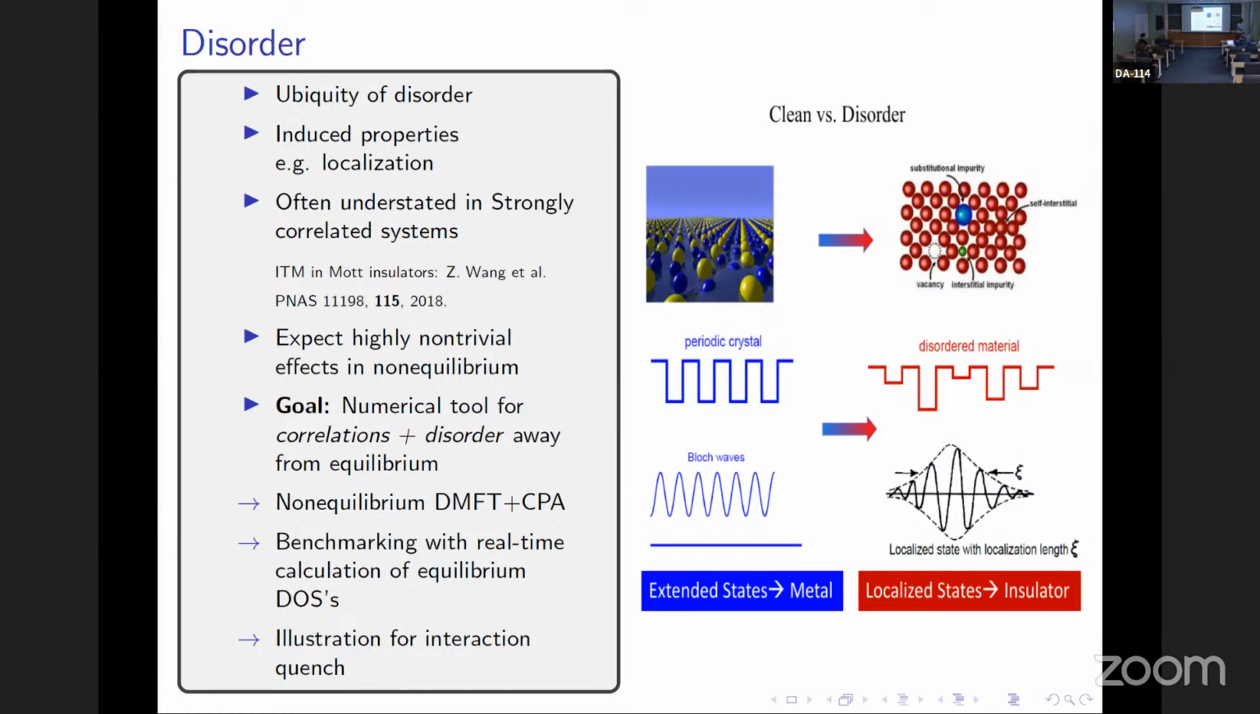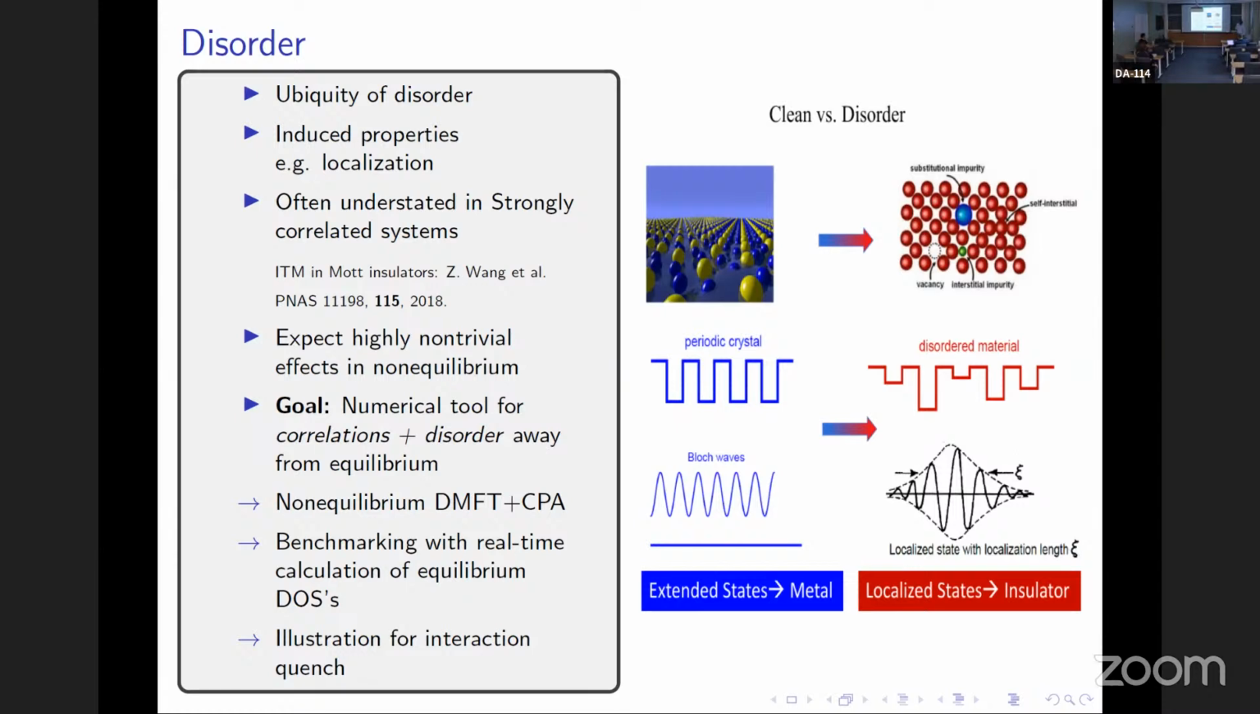So there's a real need to come up with capable tools that allow for us to treat not just interactions, but also disorder, and possibly disorder and interaction. And this need applies both in equilibrium and out of equilibrium. In the context of the work that I'm going to be discussing here, we're going to be looking at systems that have both interaction and disorder away from equilibrium. So we're going to be studying the dynamics of correlated disordered systems. And here we're going to apply that in the context of an interaction quench.